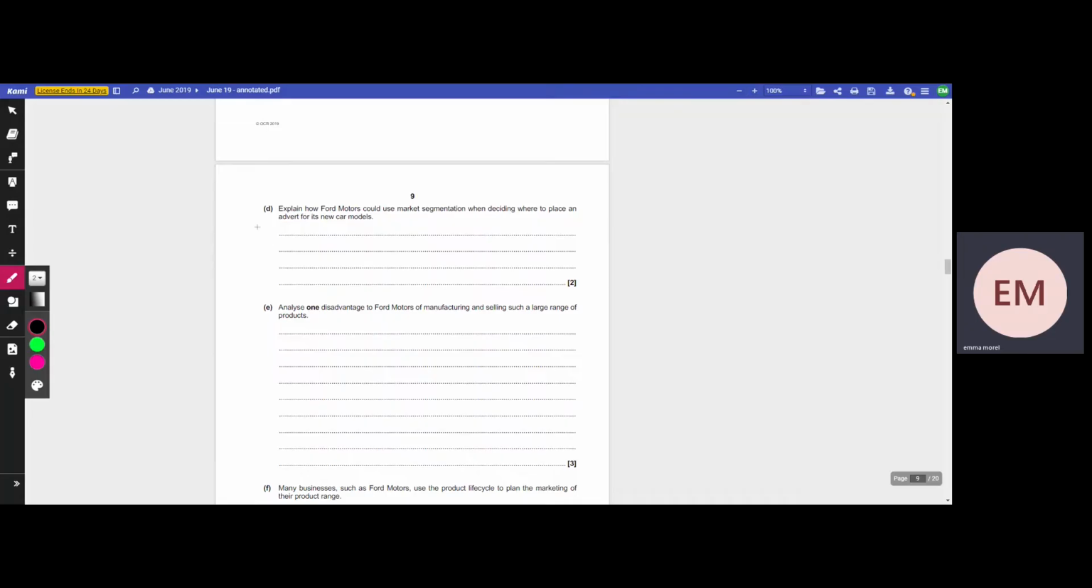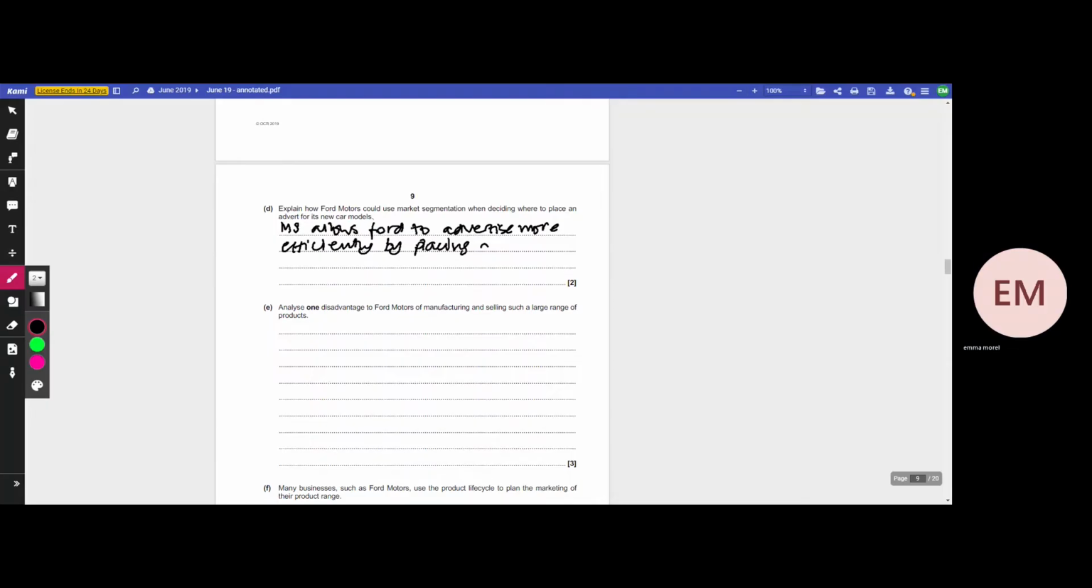Explain how Ford Motors could use market segmentation when deciding where to place an ad for its cars. Market segmentation allows Ford to advertise more efficiently by placing adverts where the target market will see them. That's quite a long-winded way, but that's my first mark: target market will see them.